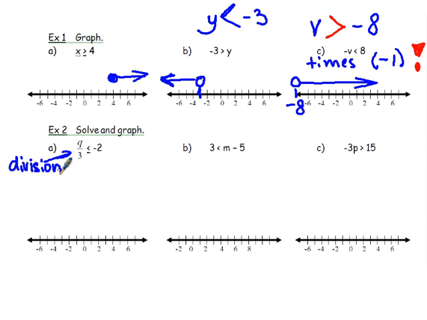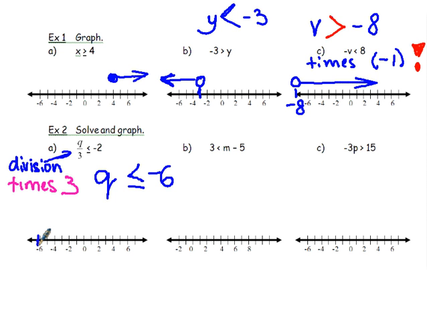What is the inverse operation to division? It's multiplication. So all we will be doing is times 3. What do we get? Q over 3 times 3 is Q. We will keep the symbol the same, and then minus 2 times 3 is minus 6. Now, minus 6 is right here.